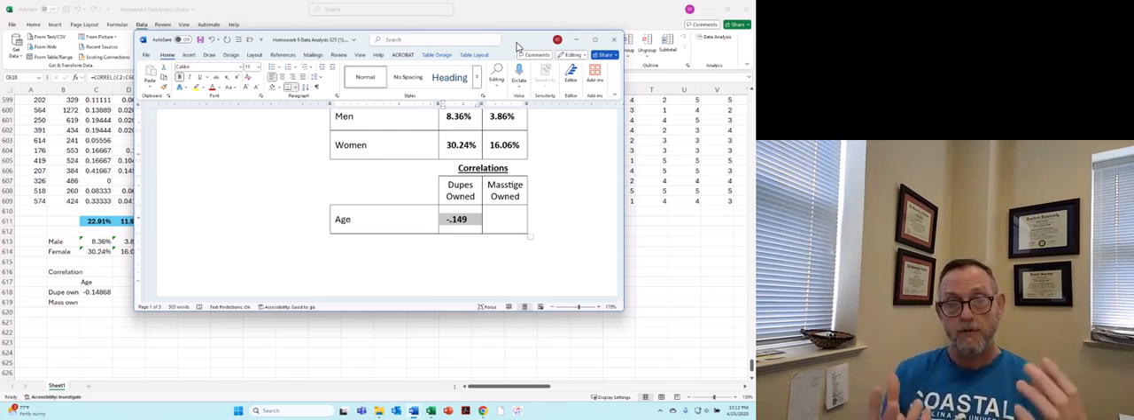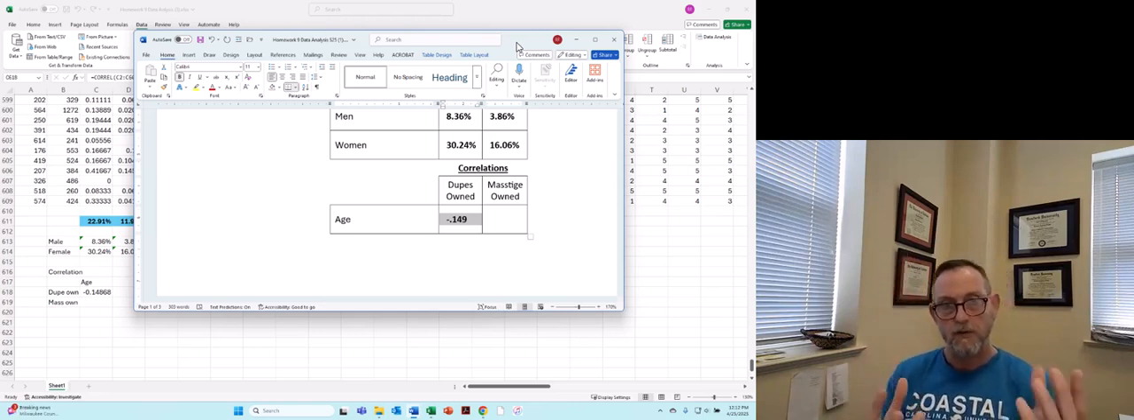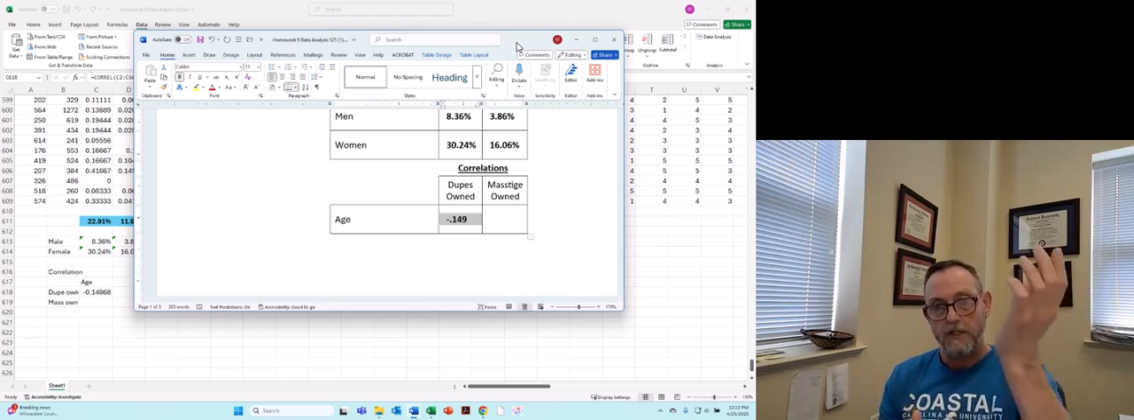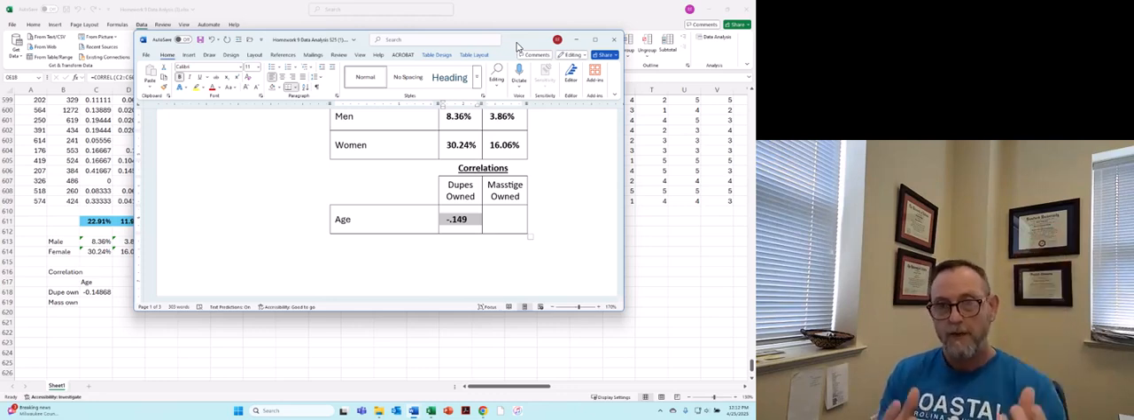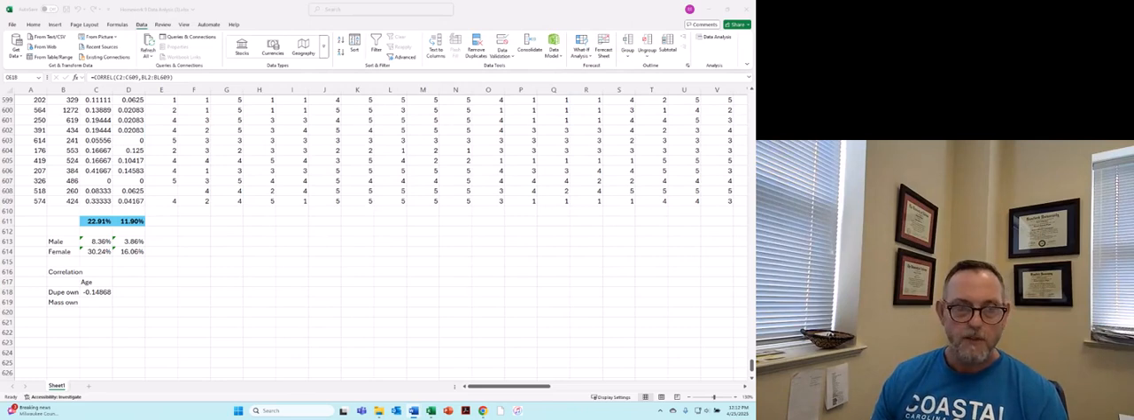So as age goes up, dupe ownership goes down, and the reverse, you could say. The younger people are, the more the dupe ownership goes up, right? Because they're inversely related. So that's just interesting to know. And again, remember, dupes are products that are a little less expensive, right?